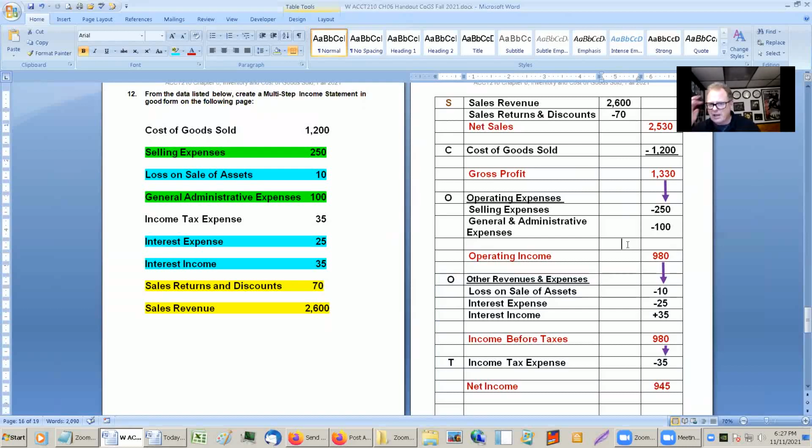This is a multi-step income statement, and for the same reason we do it in the classified balance sheet, we try to put those things that are similar together, looking at importance, and that will help people make some decisions on it. For instance, those things in operating expenses are probably more important than other revenues and expenses.